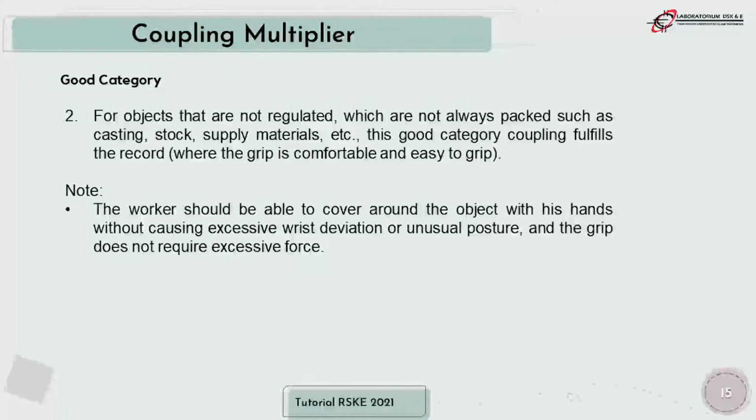The second focuses on asymmetrical objects, namely objects whose shape is less regular. Objects that are irregular in shape are said to be included in the good category if they still have a grip that is comfortable and easy to grip and also fit the notes as shown on the slide. For example, a small rice sack that has finger holes, which makes it easier to carry the rice.